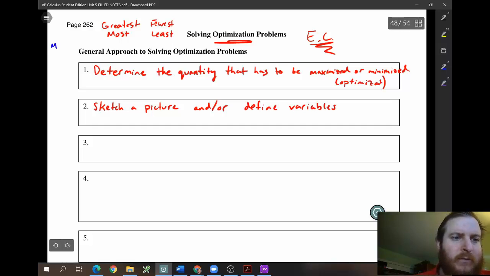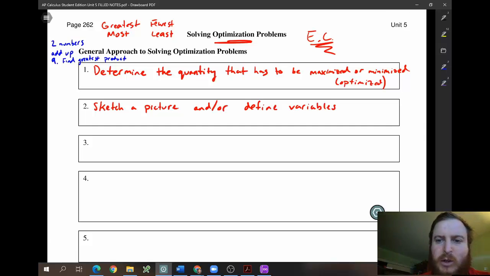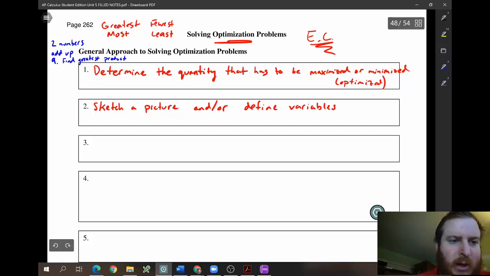maximize or find, basically if we said 2 numbers can add up to, say, let's go with an odd number. Let's say 2 numbers add up to 9, and we want to find the greatest product. So the greatest product of 2 numbers that add up to 9. So determine the quantity that has to be maximized. In step 1, it would be the product. We're trying to maximize the product.